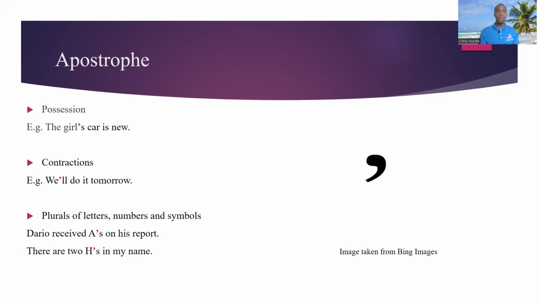And we can use it for plurals of letters, numbers, and symbols. Dario received A's on his report. So that means he received more than one A. And there are two H's in my name. We don't just add S, we would add apostrophe S, right? So that's right. That's right.